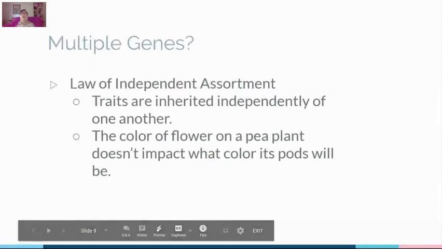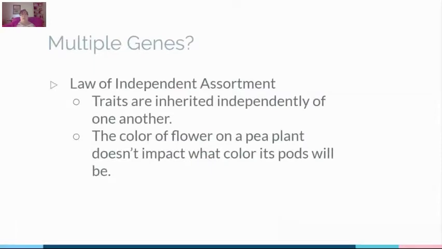Now, remember, Mendel was working with 7 different traits in pea plants. He wasn't just studying the color of the flowers. He was studying the size of the plants and the color of the pea pod and the color of the pea inside the pod and the shape of the pea inside the pod and a couple of other traits that I'm not going to remember off the top of my head.